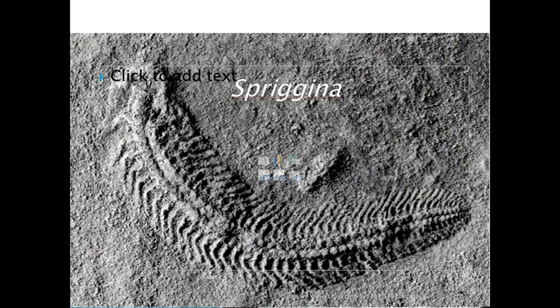Here's Spriggina, and this one is a creature that looks more worm-like, but again, you've got sort of an established head type area, a tail area. There's a bilateral symmetry, meaning the left side is the same as the right side. You've got lots of segments. This is complex. Again, before Snowball Earth, we didn't have anything like this. Snowball Earth happens, and after the Earth warms up, life like this blossoms.